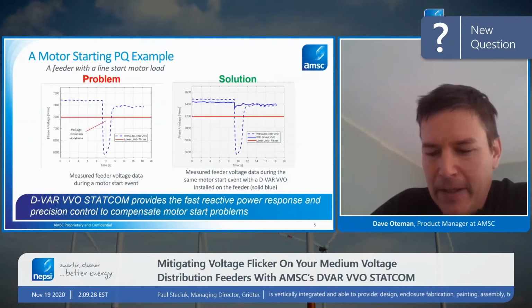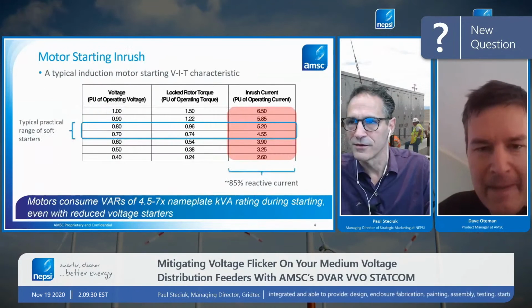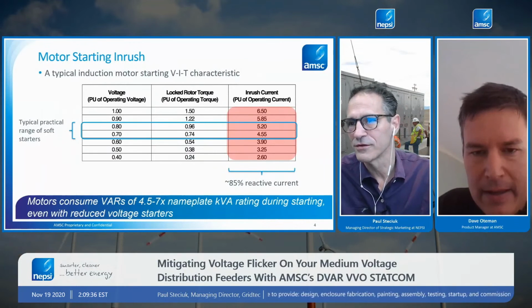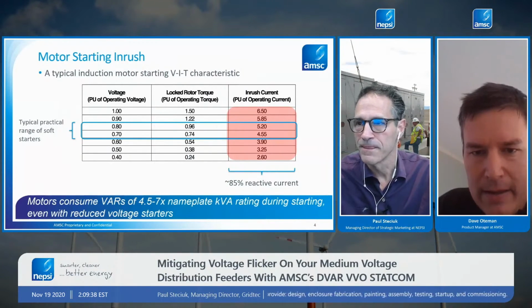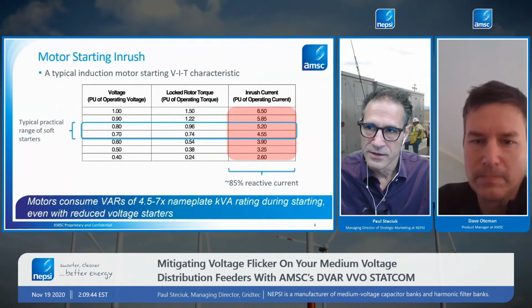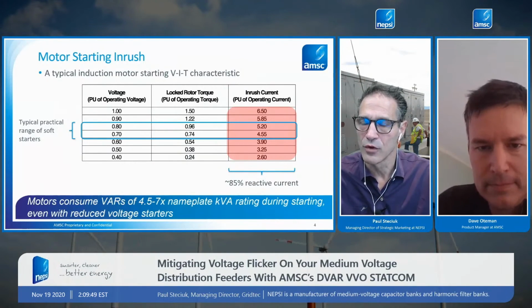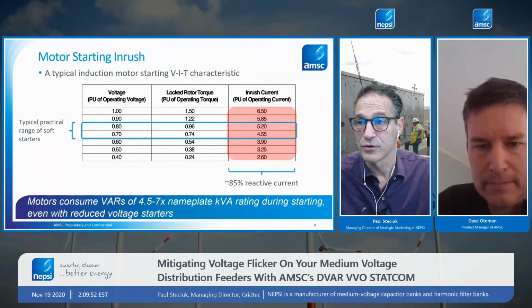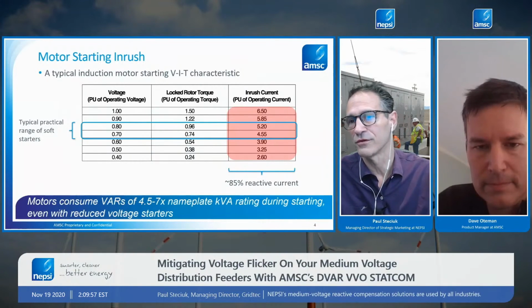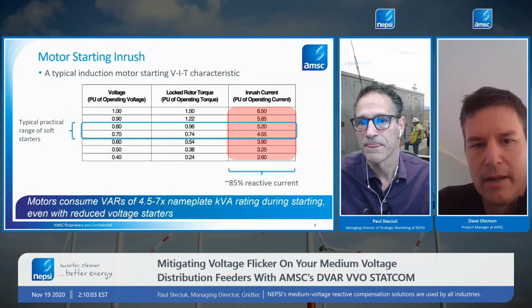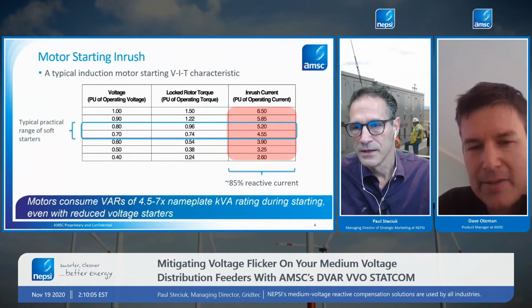Hey, Dave, why don't you flip back to that slide? I've been studying it as you've been talking. The first thing I'll note is that at 1 per unit voltage, you have the locked rotor torque at 1.5. From my experience, that would be true for smaller, low voltage motors. But there are a lot of motors out there, especially at the medium voltage level, where that starting torque at 1 per unit voltage would be on the order of 0.6 per unit at starting. Right.